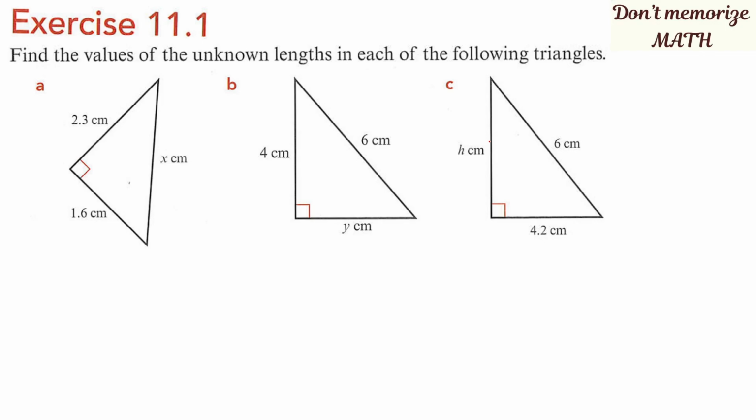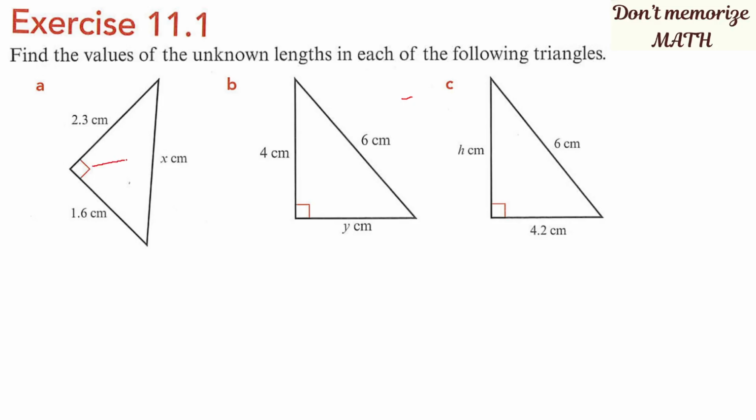Exercise 11.1, the same exercise. Find the values of the unknown length in each of the following triangles. Okay, let's begin. It's the same as what we did in the previous question, because this is the exercise for Pythagoras theorem. Pythagoras theorem says that hypotenuse square is equal to base square plus height square, or c square is equal to a square plus b square.